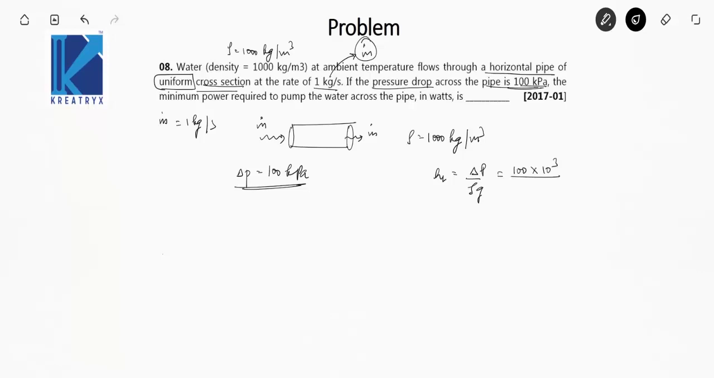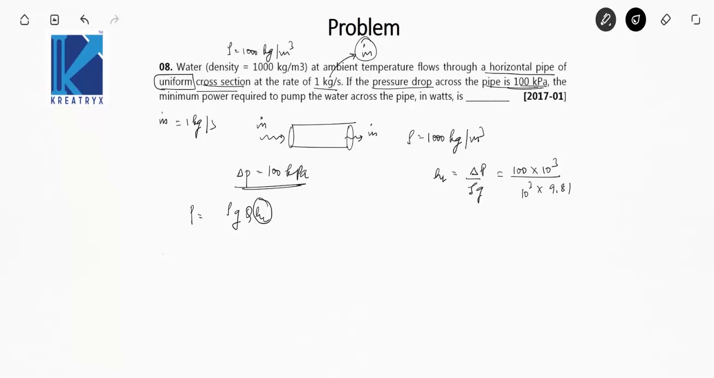Okay, try to work in SI units. I've told this in earlier videos also. 10 raised to power 3, into g is 9.81 meter per second square. Rho is given as 1000 kilogram per meter cube. Nice. Now power is equal to rho g Q HL. Here H will be head loss, because this is the minimum power required to maintain the flow against the head loss.